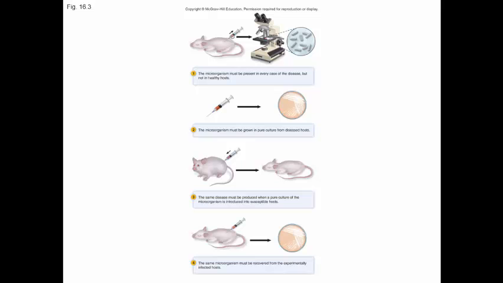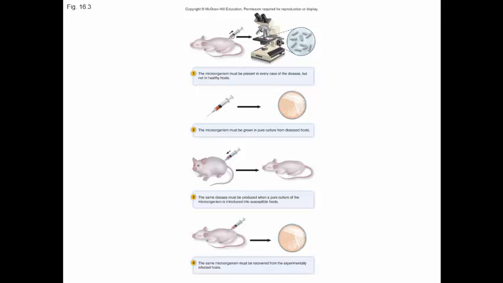So what happened is Koch had developed these methods to really clearly establish whether a microbe was in fact pathogenic, in other words, causing the disease. This occurred in the 19th century. He established a set of rules for this type of identification. It's used for identification of Bacillus anthracis as the agent of anthrax. You can see this on figure 16.3. His postulates are as follows.